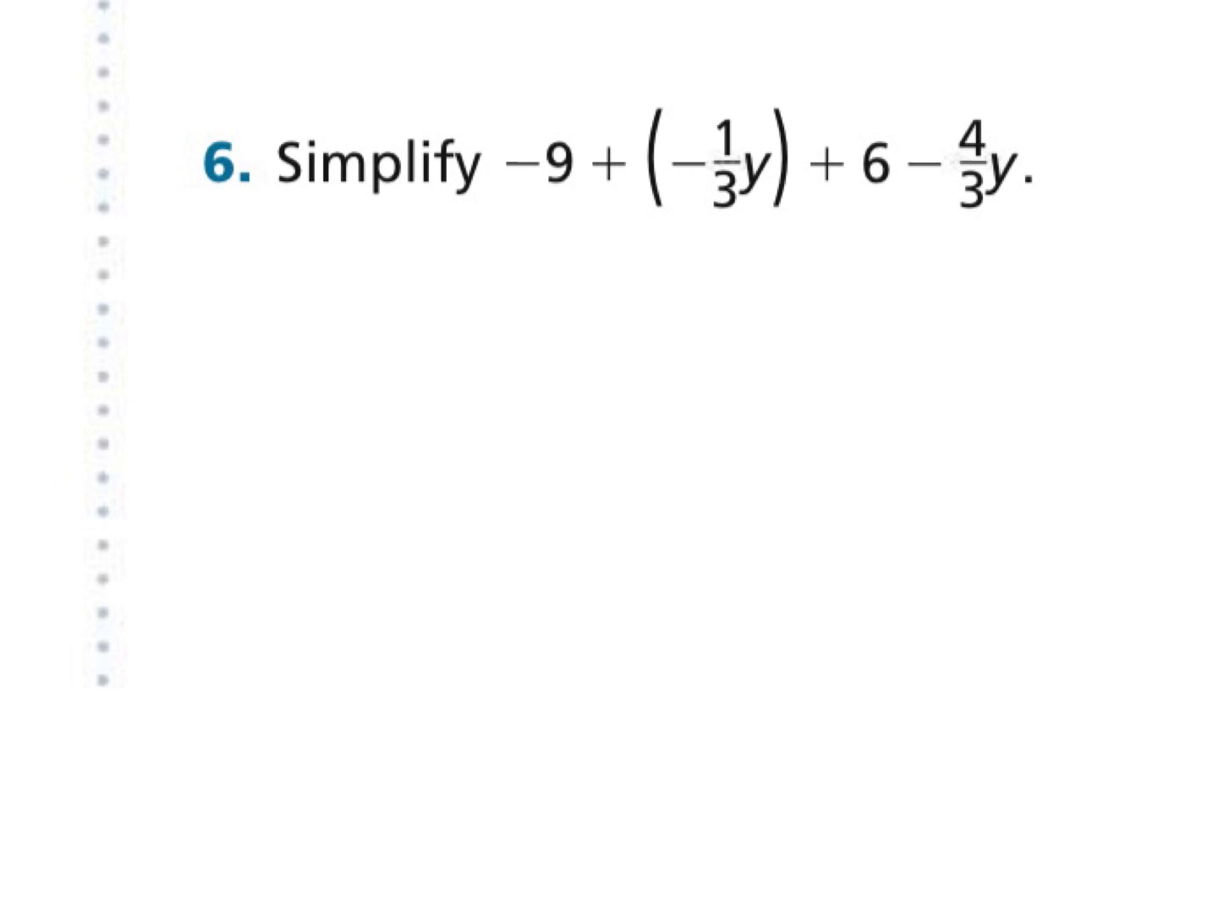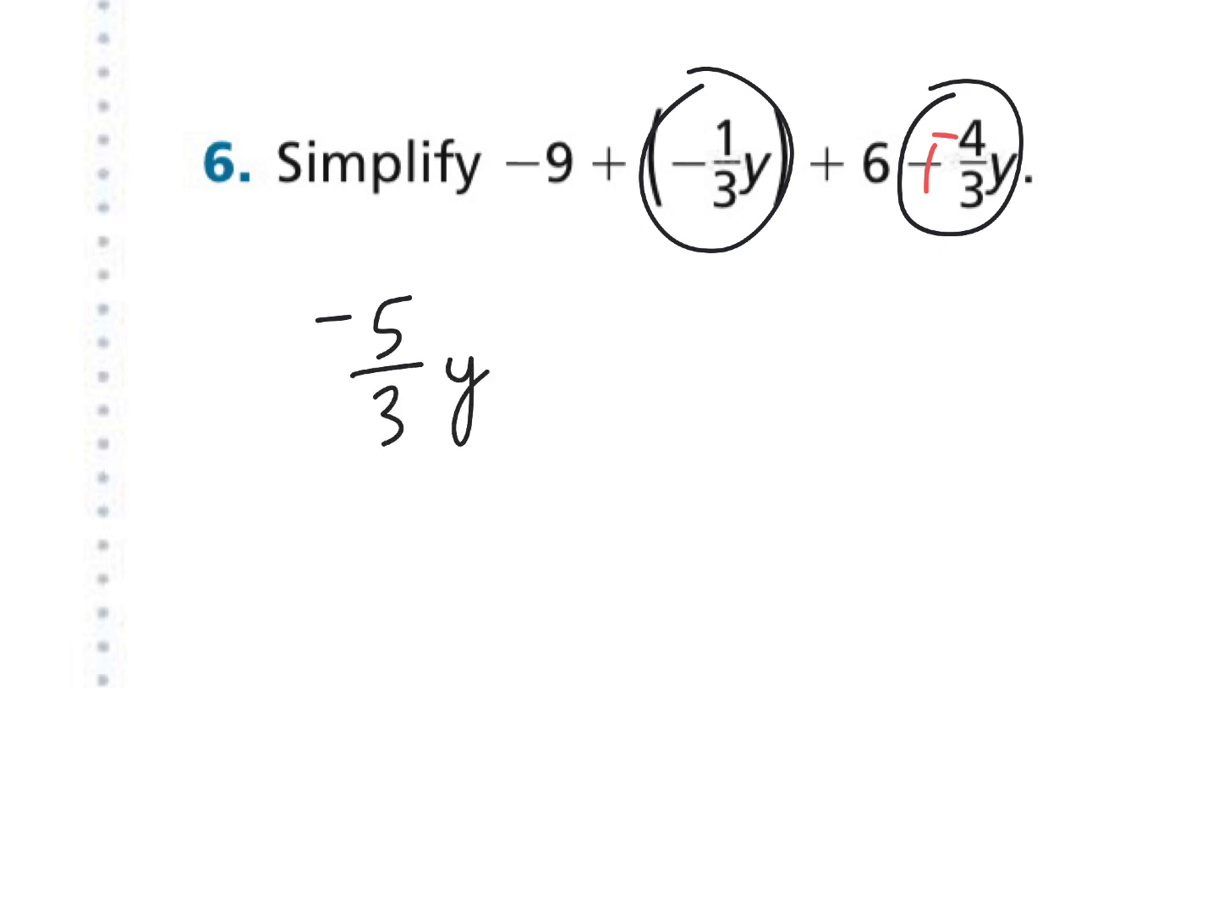Number 6, we can add the opposite at the end here. -1/3 plus -4/3 would be -5/3 y, and you can just leave it like that since we can't reduce. We could put -1 2/3 y if you'd like.